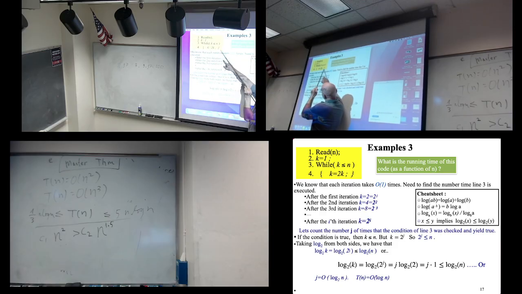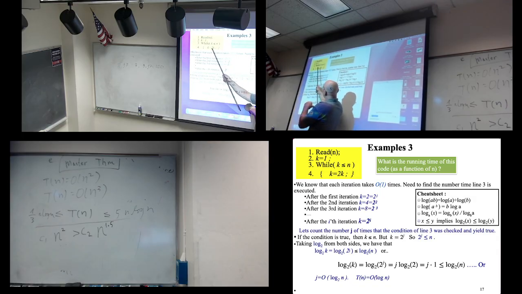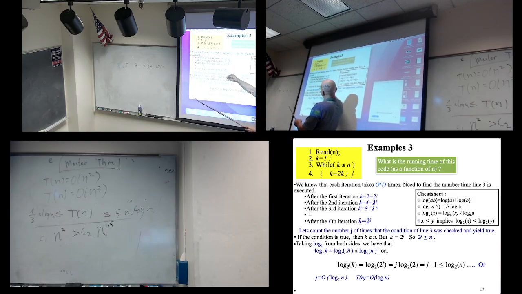What happened after executing this command the first time? k equals 2, which I'll write as 2 to the power 1. Another iteration, k equals 2 to the power 2, also known as 4. Another iteration, 2 times 4, making it 8. I'll write it as 2 to the 3. After i iterations, what is the value of k? It's 2 to the i.